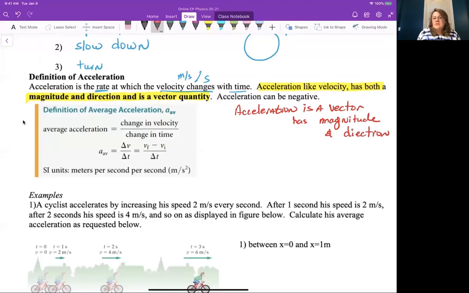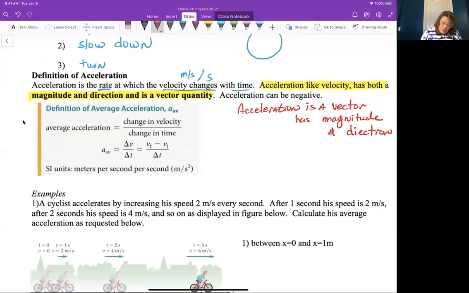So we have 2 different types of physical quantities in this class. We have vectors and we have scalars. Scalars have no direction, such as time, for example. It doesn't make any sense to say it took me 5 hours to the east to do something. But it does make sense to say that I accelerated in the positive direction or I accelerated in the negative direction. So acceleration does have a direction. So what is the definition of acceleration? It is the change in velocity over change in time.